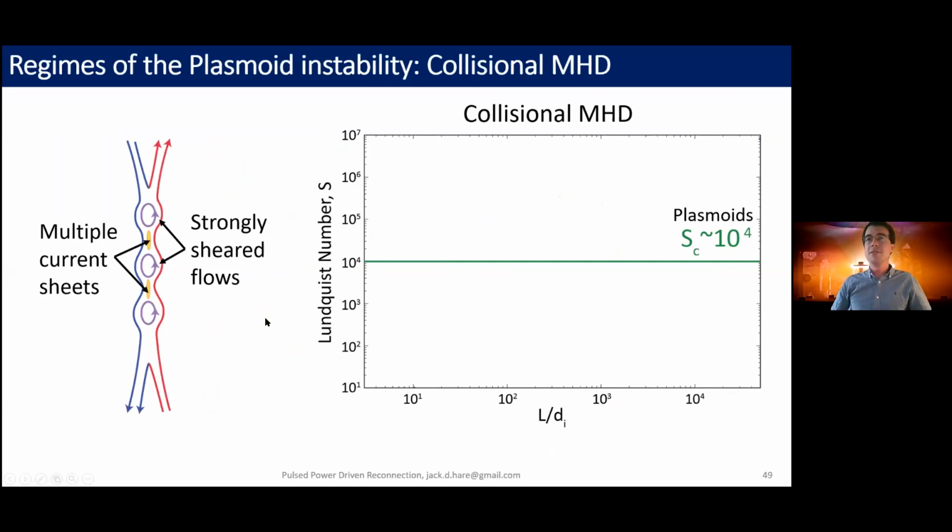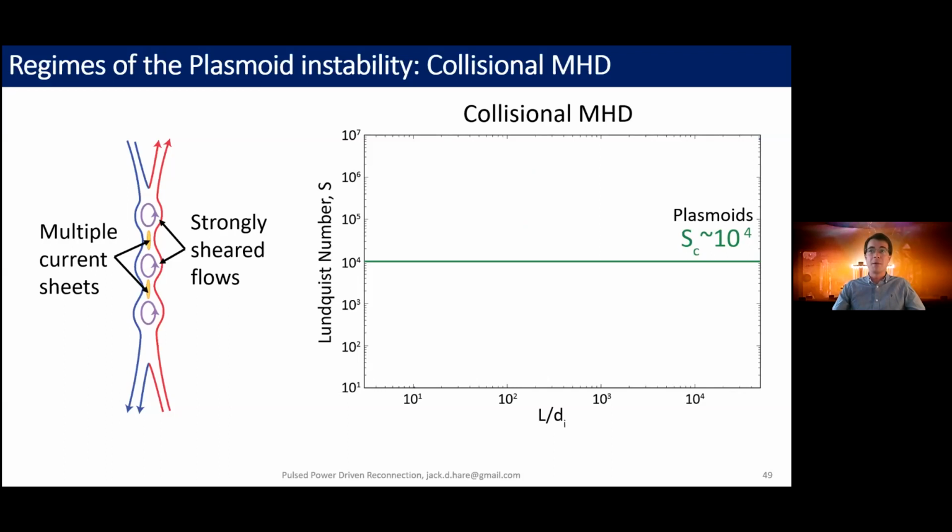Now, the first version of the plasmoid instability theory was developed in the collisional MHD framework, where only the resistive term in Ohm's law is retained. In this framework, it was found that plasmoids had to form at Lundquist numbers greater than 10,000. That is quite a limitation for experiments and simulations, because a very large Lundquist number means you need a very hot, large plasma, or in a numerical simulation, a very fine numerical resolution. Both of those things are difficult to achieve.